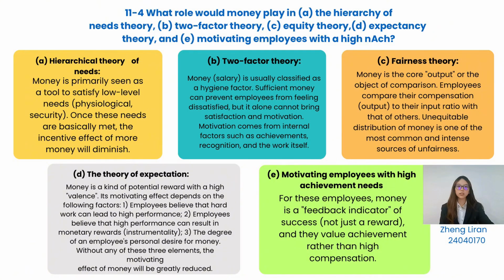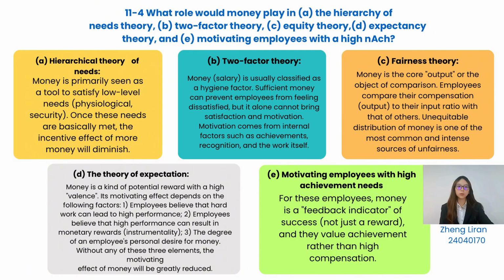In Herzberg's theory, money belongs to the hygiene factors, which can only prevent employee dissatisfaction, but cannot directly bring job satisfaction and motivation. Third, in the equity theory, money serves as a benchmark of comparison. Employees will compare their salary with their own input, and then compare it with the output-input ratio of others.